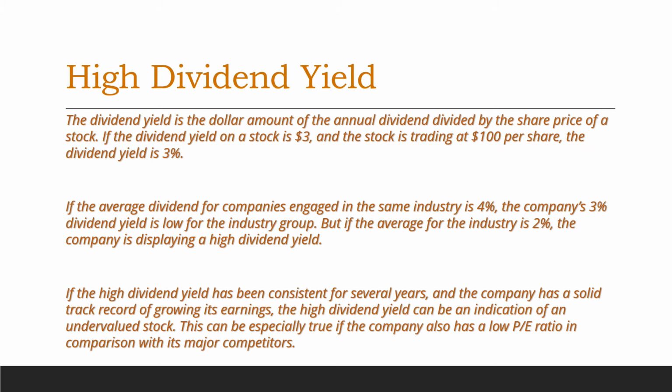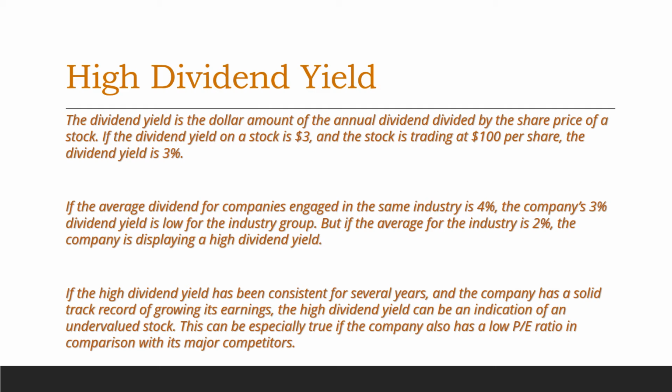High dividend yield. The dividend yield is the dollar amount of the annual dividend divided by the share price of a stock. If the dividend on a stock is $3, and the stock is trading at $100 per share, the dividend yield is 3%. If the average dividend yield for companies engaged in the same industry is 4%, the company's 3% dividend yield is low for the industry group. But if the average for the industry is 2%, the company is displaying a high dividend yield.